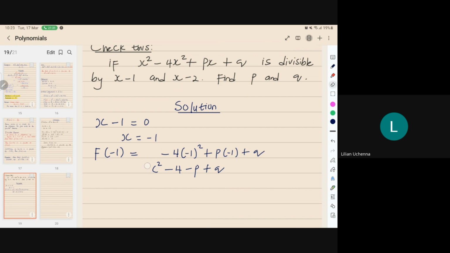Sorry, I shouldn't be writing x squared again. This will be minus 1 squared, please. And that will give me 1.